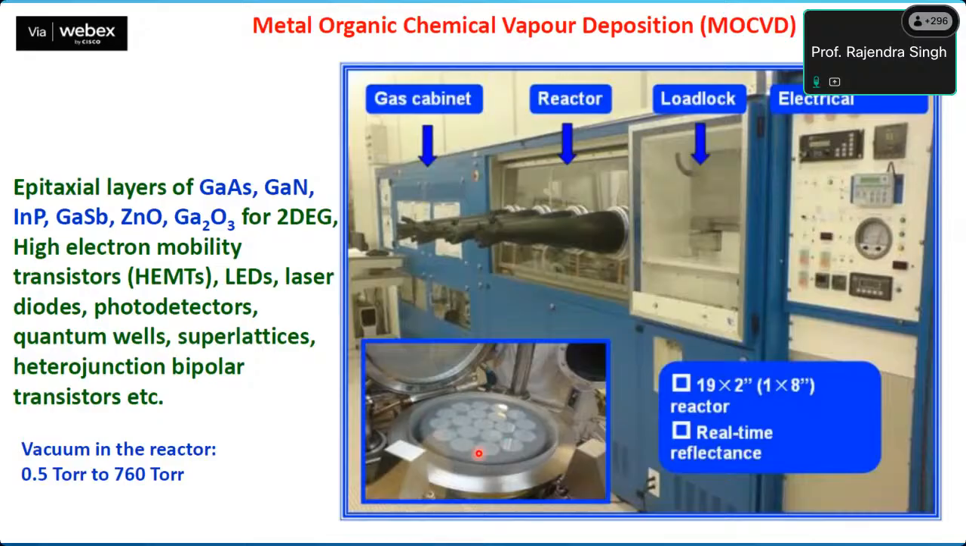So if you want to scale up the production of a particular semiconductor material, then MOCVD is the technique. That's why the LEDs that you are getting are deposited using metallo-organic chemical vapor deposition, and the vacuum typically here is in this range. It is not ultra high vacuum, 0.5 to 760 torr.